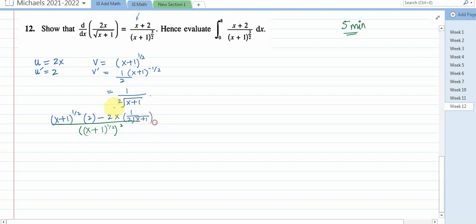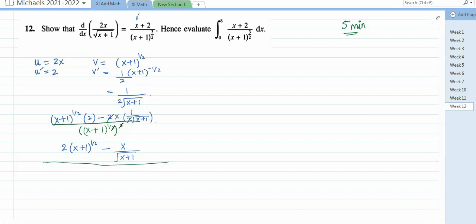Alright, now this 2 and this 2 cancel, so what we have is 2 times (x plus 1) to the power 1 upon 2 minus x divided by under root x plus 1, and the total fraction divided by (x plus 1) to the power 1 upon 2 and 1 upon 2 cancels here. So in the denominator we have x plus 1.